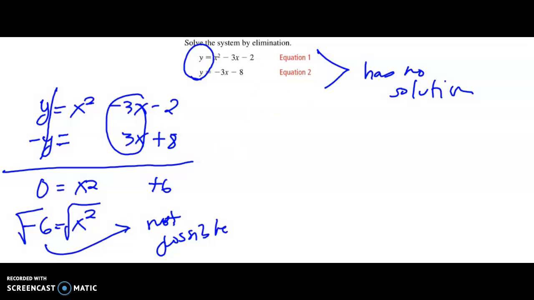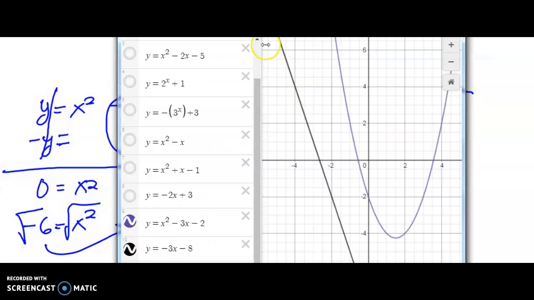Well, let's see. Okay, so I have here the graphs of the two equations that we solved by using the elimination method. And as you can see, by using desmos, we can clearly conclude that our answers were correct because the two graphs do not actually intersect. So that means they don't have a solution because they don't have common points.